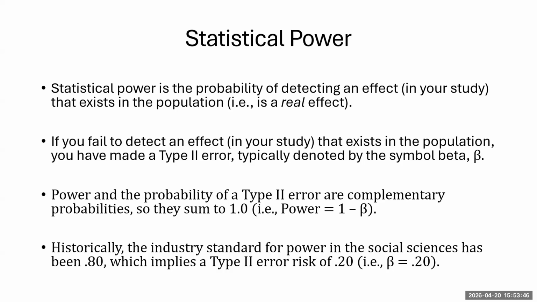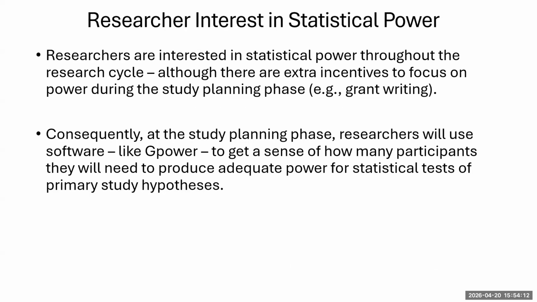Historically, the industry standard for power in the social sciences has been 0.8, which implies a type 2 error risk of 1 minus 0.8 or 0.2. In that case, you would say the beta risk is 0.2 or 20%. Obviously, if you're interested in a higher level of power, you could use the software to achieve sample size requirements for any given level of power you're interested in.